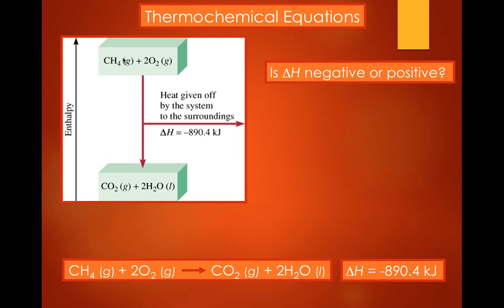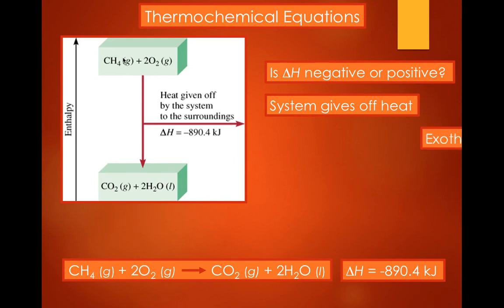And we can see here that our delta H is negative. It's negative 890.4 kilojoules. This system gives off heat. We're burning stuff up, okay? In fact, this is like lighting a fart on fire. We have methane and oxygen. It's going to produce some heat. It's exothermic. The heat is flowing from the system to the surroundings. Delta H is way less than 0.